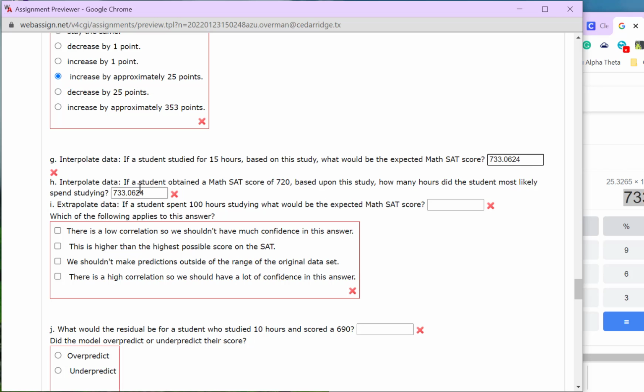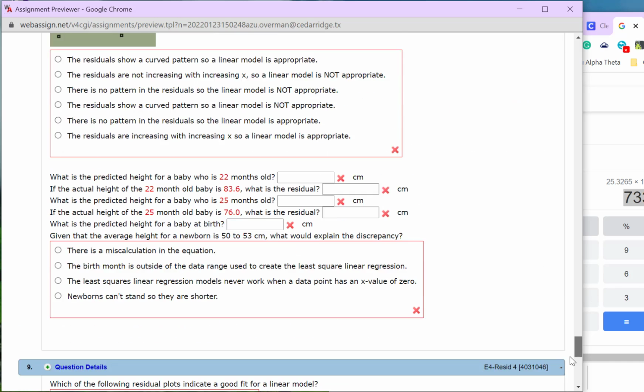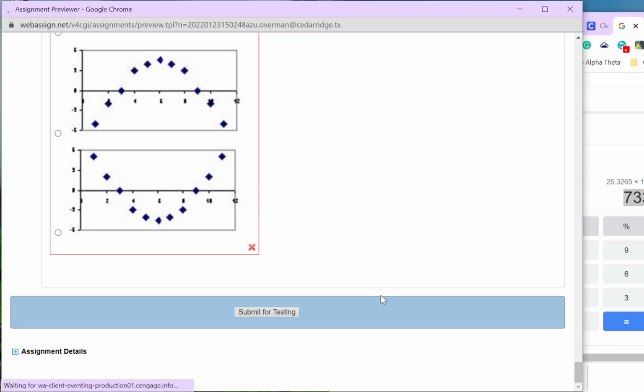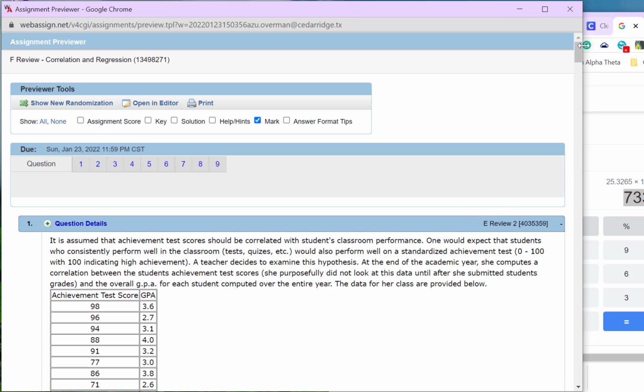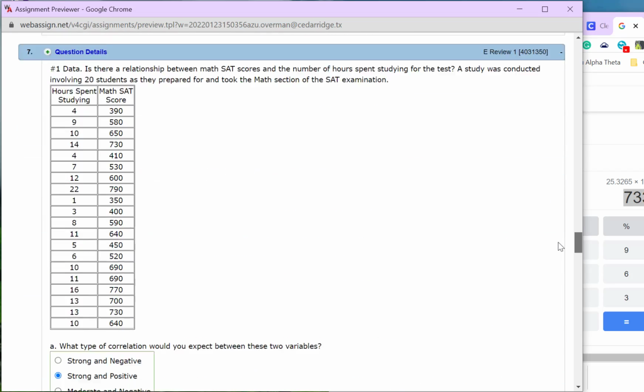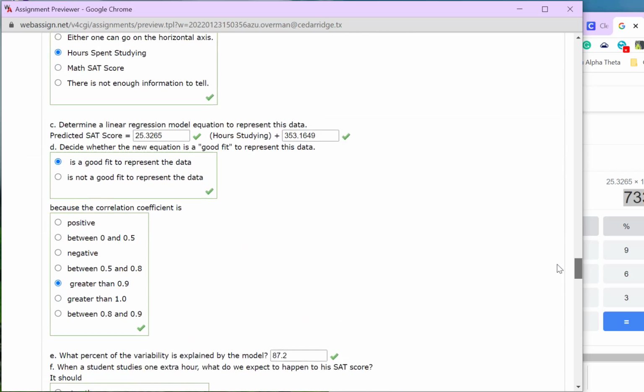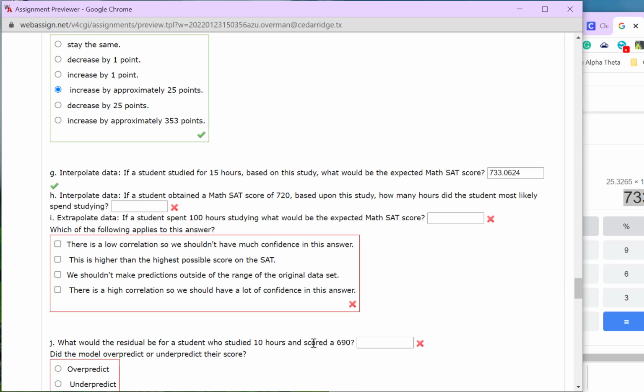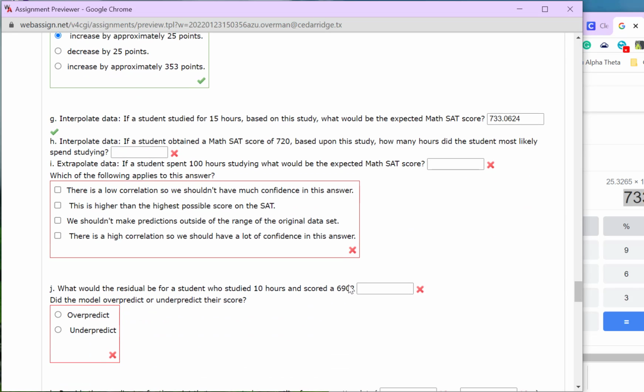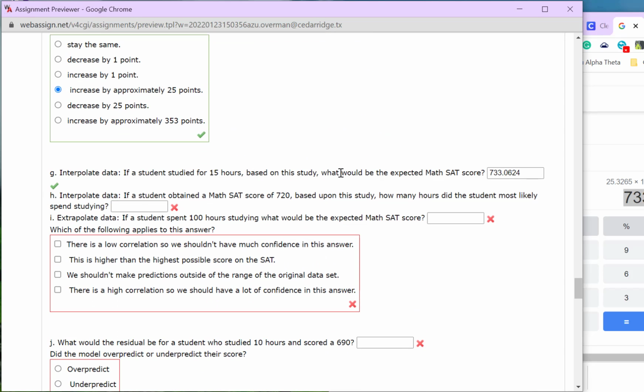All right. If a student obtained a math SAT score of 720, based on this study, how many hours did the student most likely spend? So if you are super uncomfortable with your math, here, let me go ahead and just submit these first before I finish this. Almost done, kiddos. All right, let's get those all in. So far so good. And these are wrong because I haven't answered them. All right. So interpolate means we're going to use the model for data that went through it. So how many hours did the student most likely spend studying?